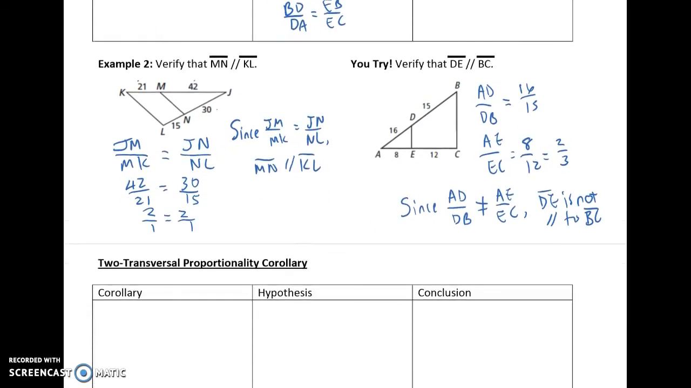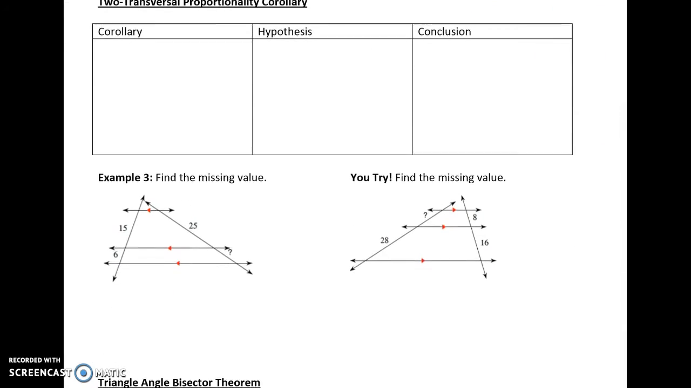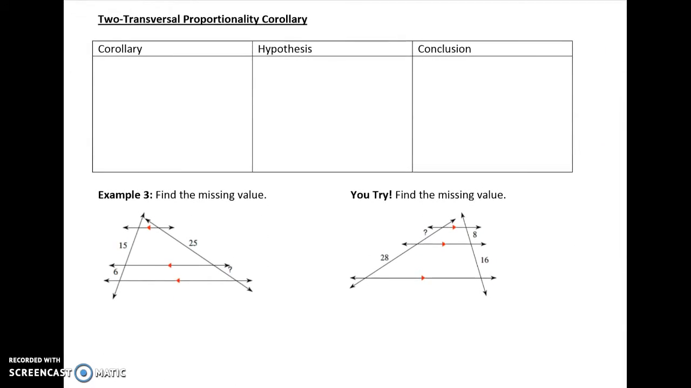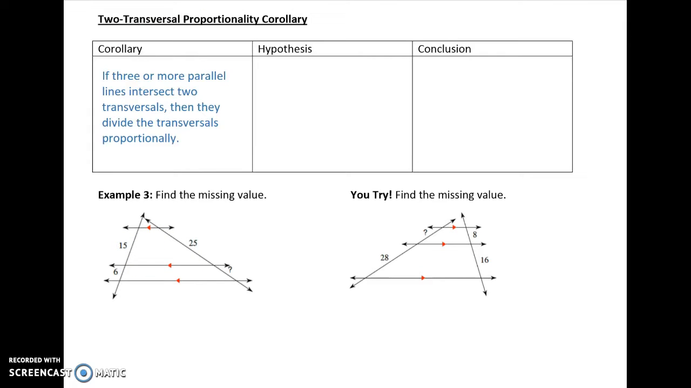All right. Moving on to transversal proportionality corollary. So that gives us a clue. We're looking at two transversals, meaning we're going to be looking at two lines now cutting through our triangle. Let's see what this says. So this corollary tells us if three or more parallel lines intersect two transversals, remember the transversals are the lines that intersect the parallel lines, right? They are normally the slanted lines in our pictures. Then they divide the transversals proportionally.